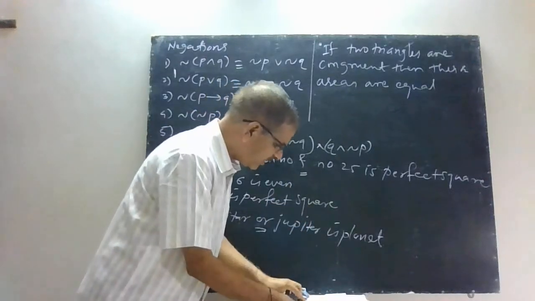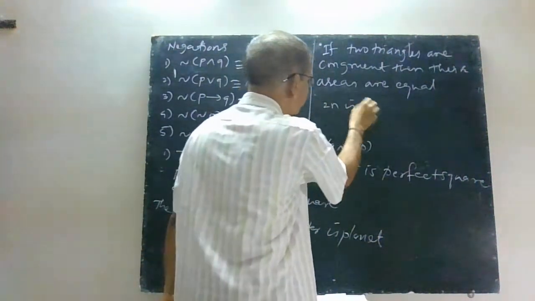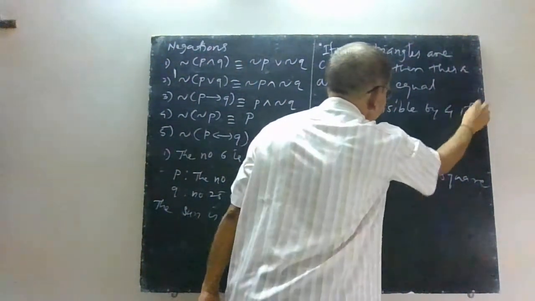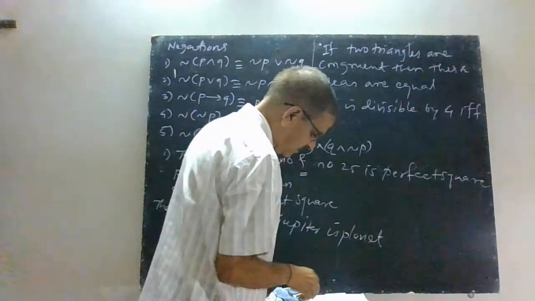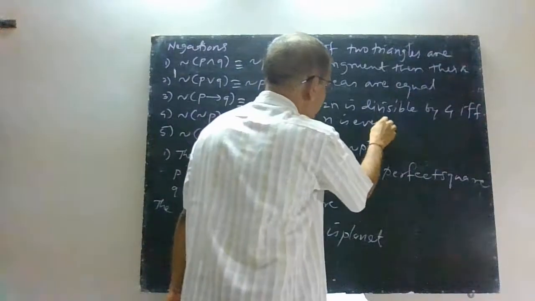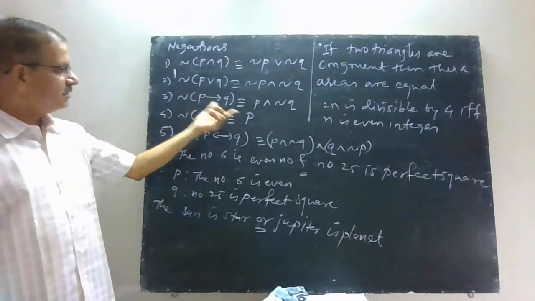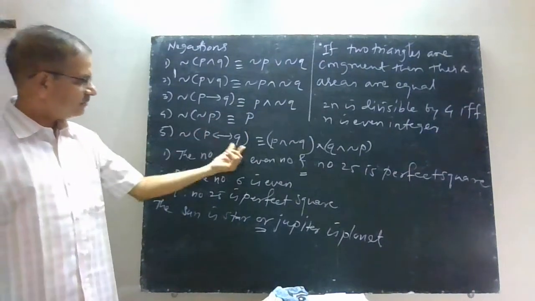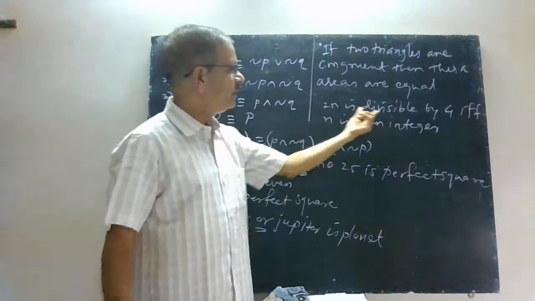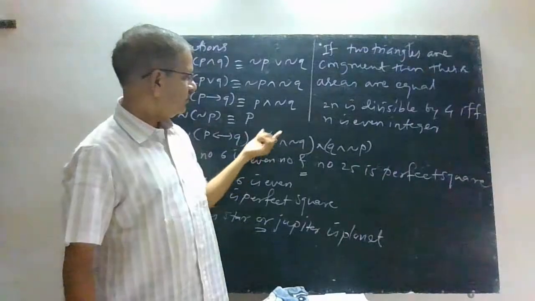And then we will take one more example. 2n is divisible by 4 if and only if n is an even integer. So this is a problem of the type, the last one, if and only if. Here your P is 2n is divisible by 4, and your statement Q is n is an even integer.